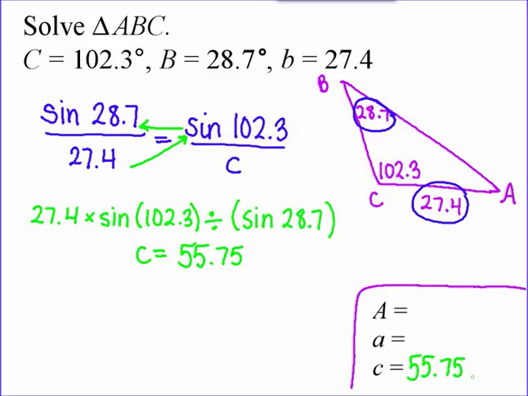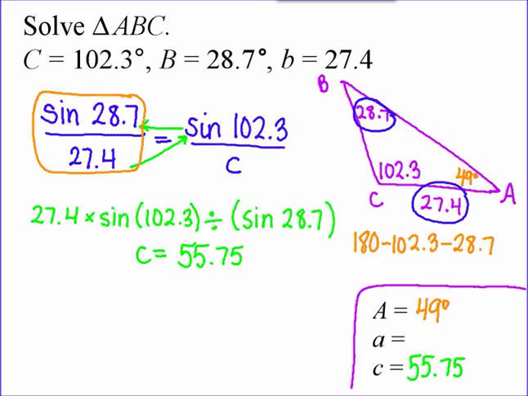Now I need to find the remaining two things. And one of those is going to be fairly easy to find. And what one is that? Angle A. Yep. So angle A I can find by taking 180 minus 102.3 minus 28.7, and it comes out to be 49 degrees even. So there's your 49 degrees. So now what I need to do lastly is find side A. Now if I were you, I would stick with what you were given in the problem, and I would use this right here.